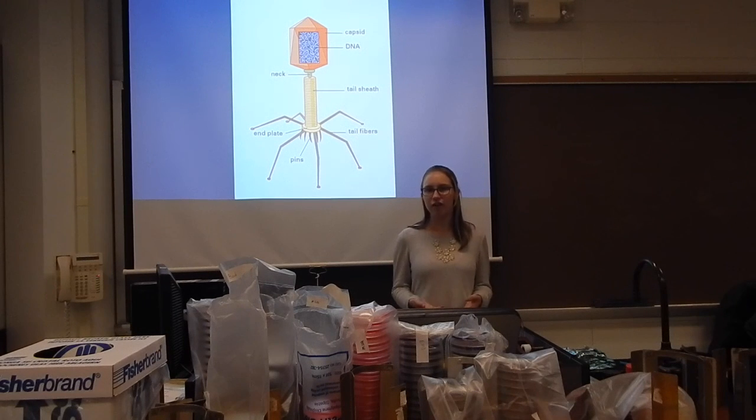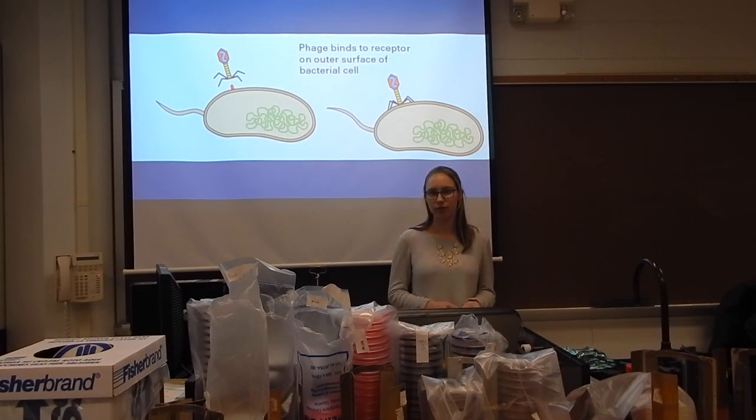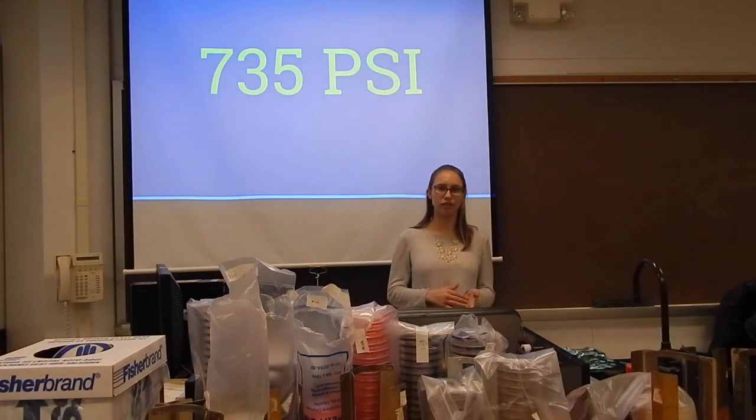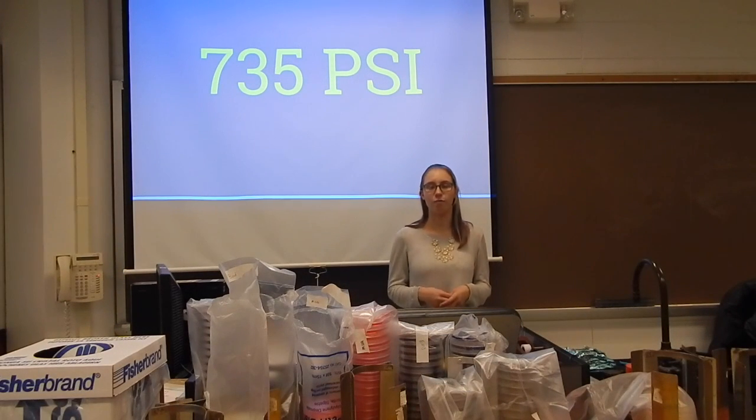Now, phage doesn't have any locomotive skills. So how does one infect bacteria? The phage will sit until a bacteria comes near, and then the tail fibers bind to receptors on the surface of the bacteria. The phage then shoots its DNA into the bacteria. And when I say shoots, I mean shoots. The DNA is stored at about 735 psi in the head of the phage.